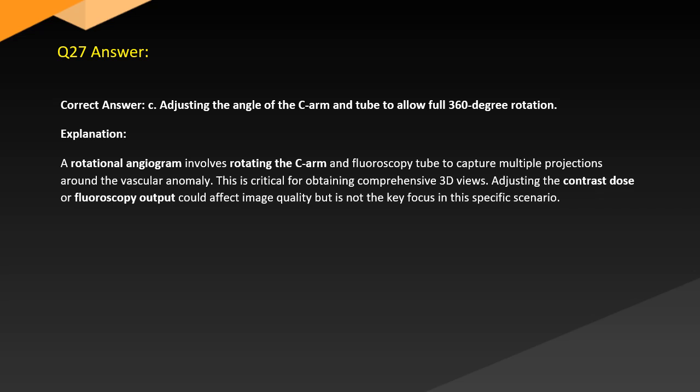Answer. Correct answer: C. Adjusting the angle of the C-arm and tube to allow full 360-degree rotation. Explanation. A rotational angiogram involves rotating the C-arm and fluoroscopy tube to capture multiple projections around the vascular anomaly. This is critical for obtaining comprehensive 3D views. Adjusting the contrast dose or fluoroscopy output could affect image quality but is not the key focus in this specific scenario.